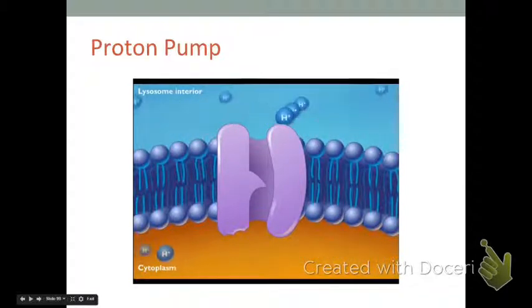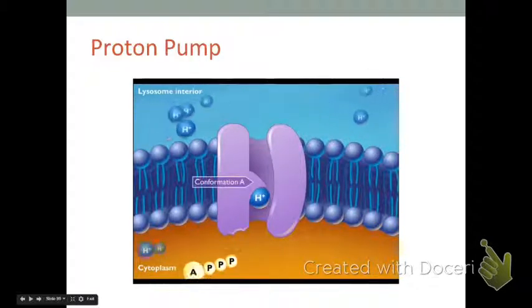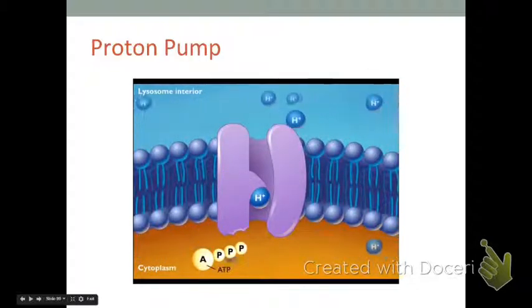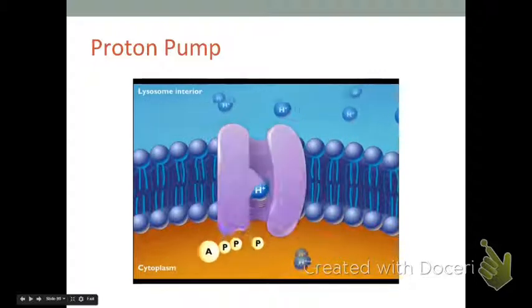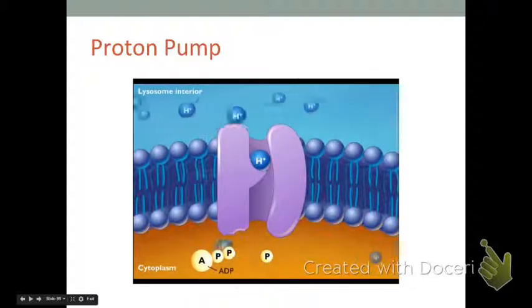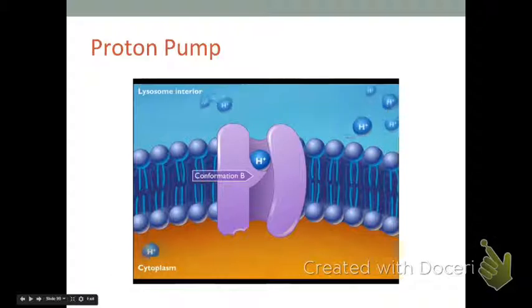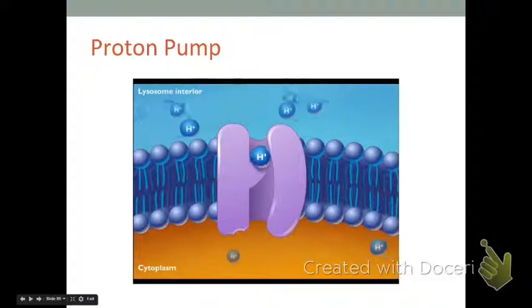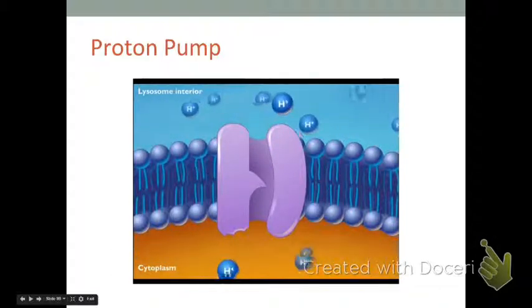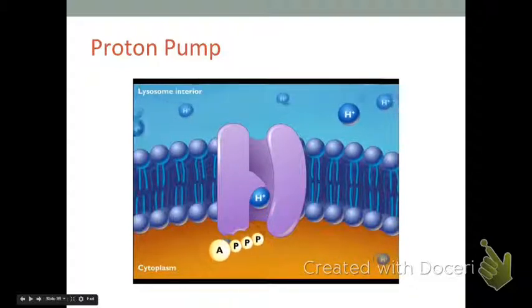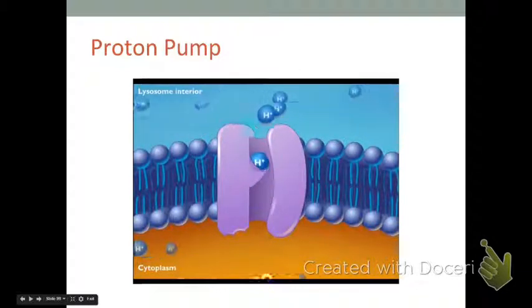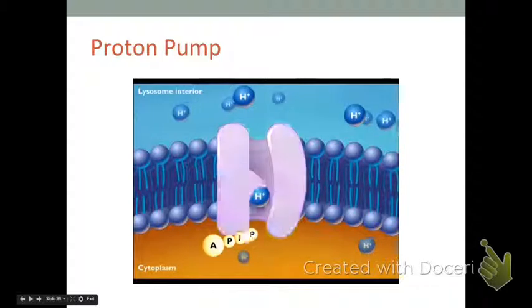The transmembrane protein that acts as a proton pump binds a proton on the inside of the cell membrane while it is in conformation A. The energy from ATP then drives the transport of the proton to the outside of the cell through the formation of conformation B. Release of the proton on the outside of the cell results in the protein reassuming conformation A, in which the next proton can attach on the inside of the cell and be transported.